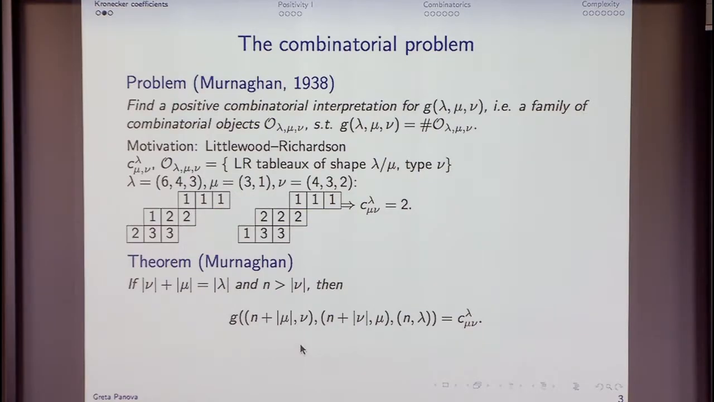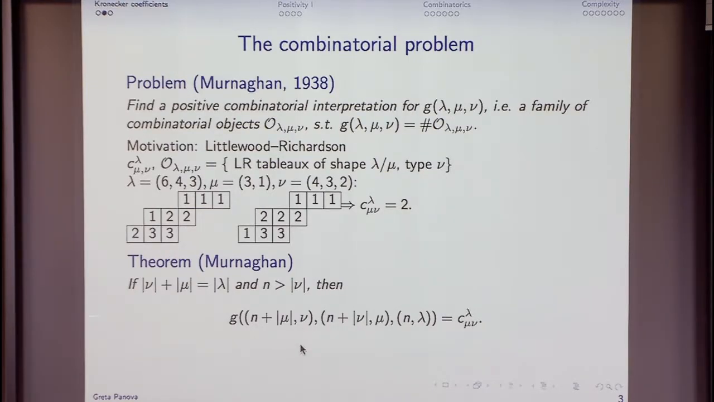The motivation, of course, is that the analogous Littlewood-Richardson coefficients do have a combinatorial interpretation. In fact, they are counting the so-called Littlewood-Richardson tableaux. And here is an example of what these look like. So, discrete objects. It's actually possible to encode them polynomially in terms of the input and so on, but we'll talk about this later.